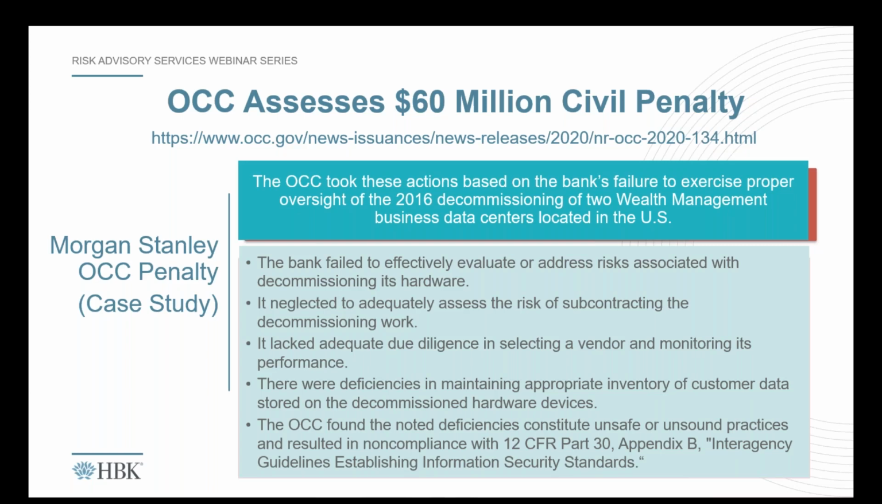Now with Morgan Stanley, they didn't fail just once, they failed twice. And the OCC got a hold of this and assessed this civil penalty. And it's important to walk through what happened and how it happened. The bank failed to effectively evaluate and address the risks associated with decommissioning its hardware. Now, whether you're a large company like Morgan Stanley or a small business operation, the risks are the risks. You still assess them the same way. The second point, that they failed to assess the risk connected with subcontracting the decommissioning work. You're the client, you control the throttle and the brake. It's important that you make sure your downstream subcontractors are doing what they're supposed to do. The third point is maintaining appropriate inventory of the data and the IT assets. That's another issue that caused a problem for Morgan Stanley.